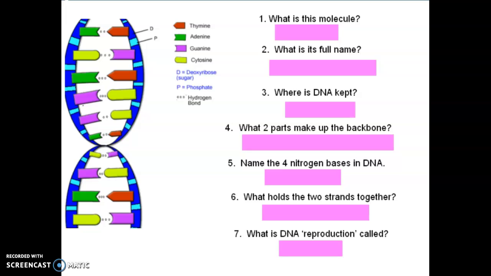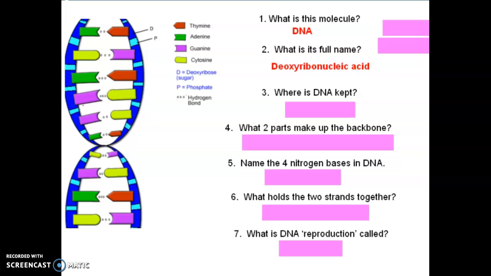Okay, so before we do that, I want to review what we should have learned thus far. If you'll take a look at the picture at the left, obviously we know this as a DNA molecule, and its full name is deoxyribonucleic acid. The Na tells us that it's a nucleic acid, which means it stores genetic information, and the deoxyribo part is the sugar that is in it. Okay, we keep DNA in the nucleus.